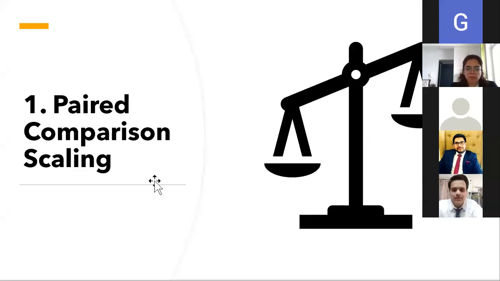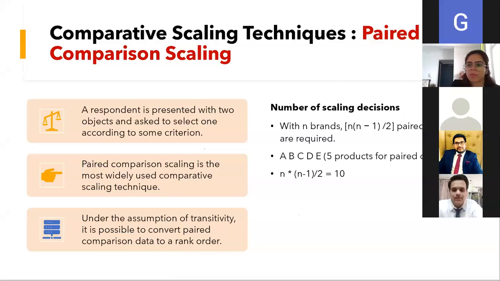What do you understand by paired comparison? What do you think? Ma'am, more or less. More or less. Basically, you are comparing two objects, like I said, Pepsi or Coke. You are comparing in pairs. So a respondent is presented with two objects and asked to select one according to some criteria. For example, do you prefer Coke or Pepsi? Do you prefer reading books or watching movies? The respondent is asked to compare between two objects. So that is paired comparison.